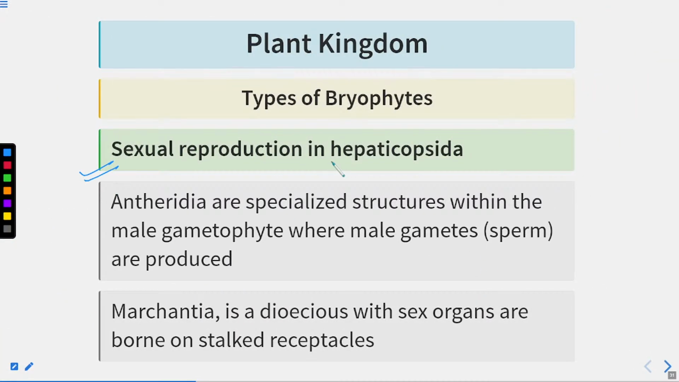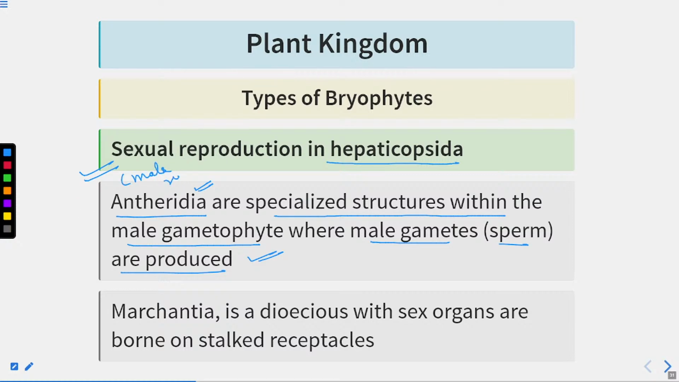Sexual reproduction in Hepaticopsida. So antheridia are a specialized structure within the male gametophyte where the male gametes, that is sperms, are produced, right? So antheridia are the specialized structure, also called the male reproductive structure. They give rise to male gametes, that are called antherozoids.